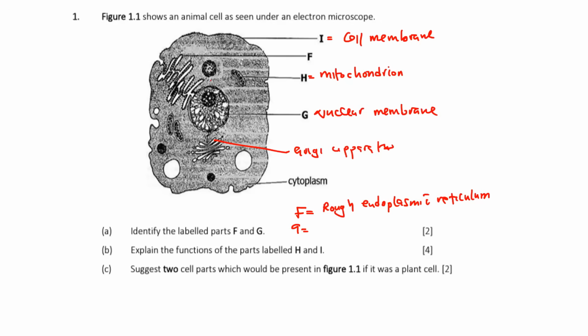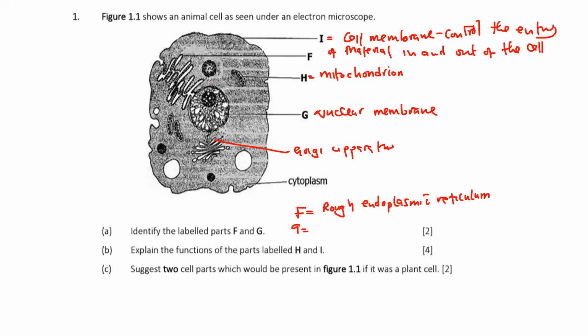Okay, let us look at question B. Explain the function of the parts labeled H and I. Now, let me just explain a thing here. We are saying this is the cell membrane, but the way we give functions matters. The function of a cell membrane is to control the entry of materials in and out of the cell.